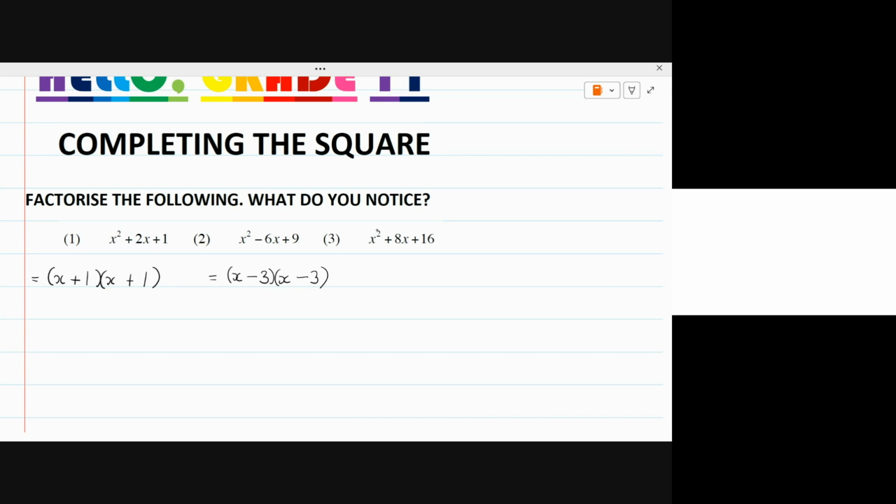Okay. In this last one, again, I'm going to open 2 brackets. One of them will be a plus and a plus, and the factors of x squared are x and x, and the factors of 16 are 4 and 4. 4 and 4 will give me 8.